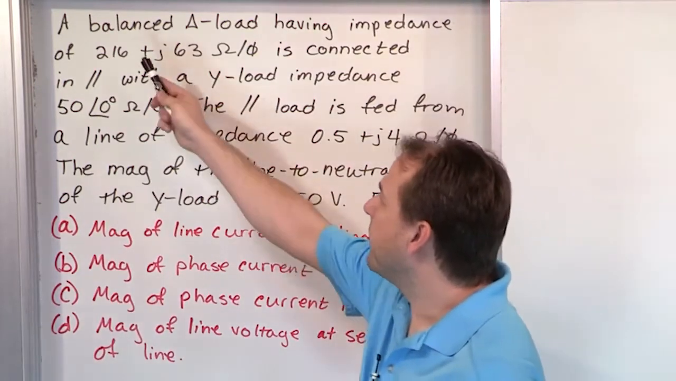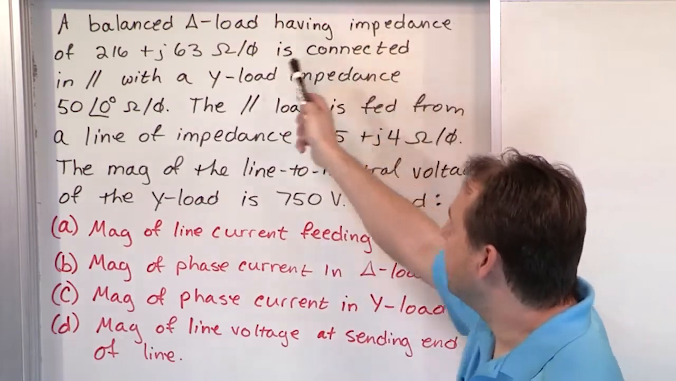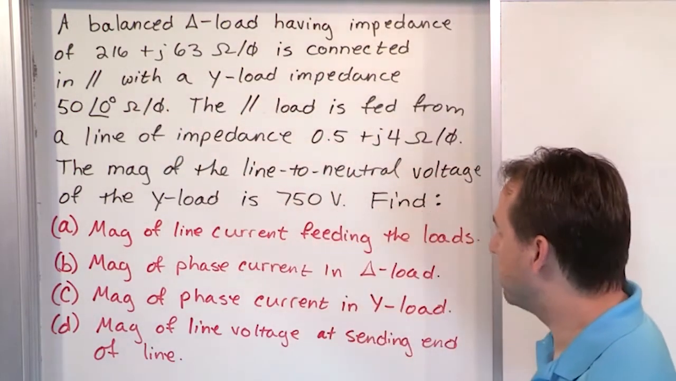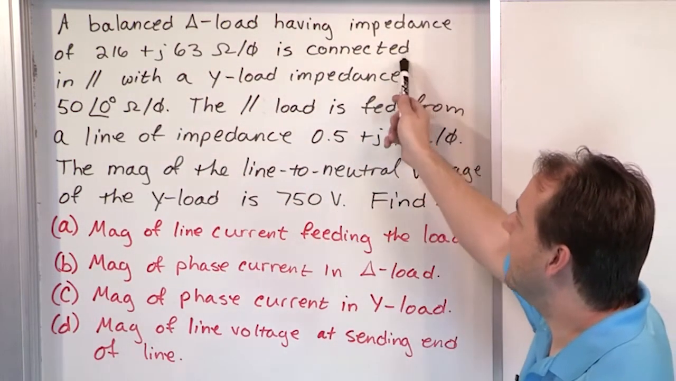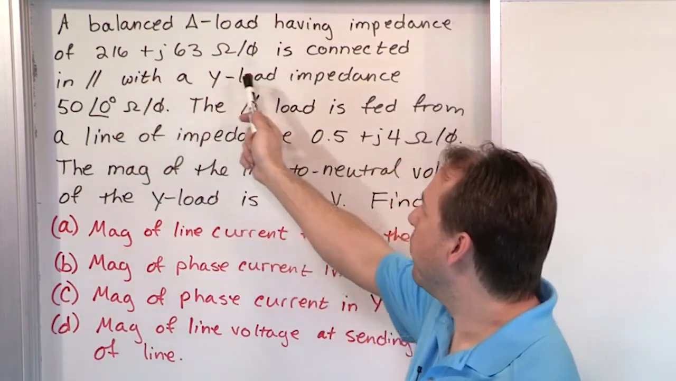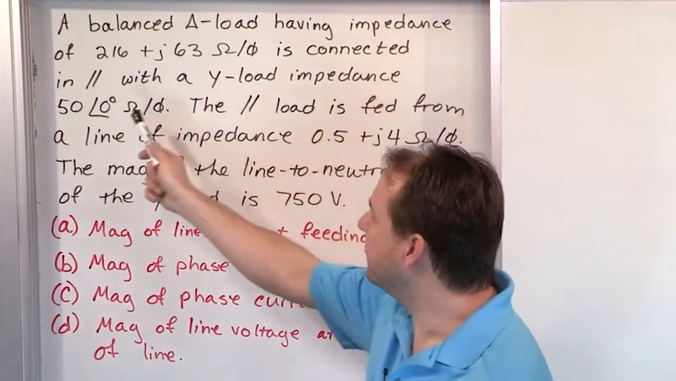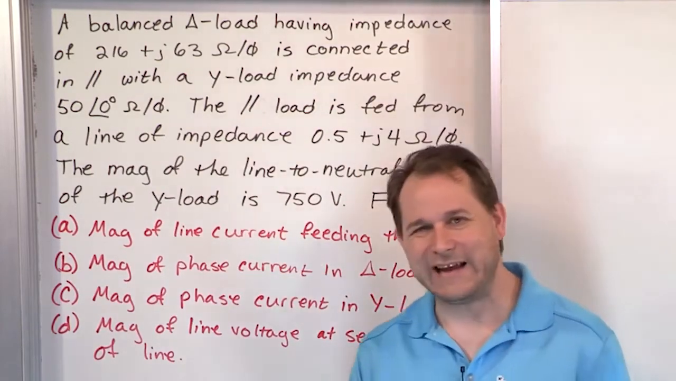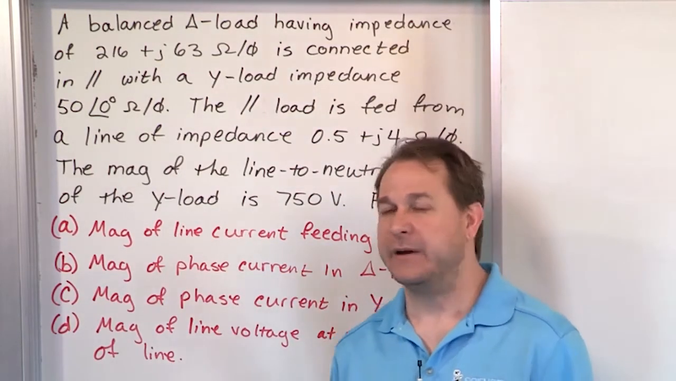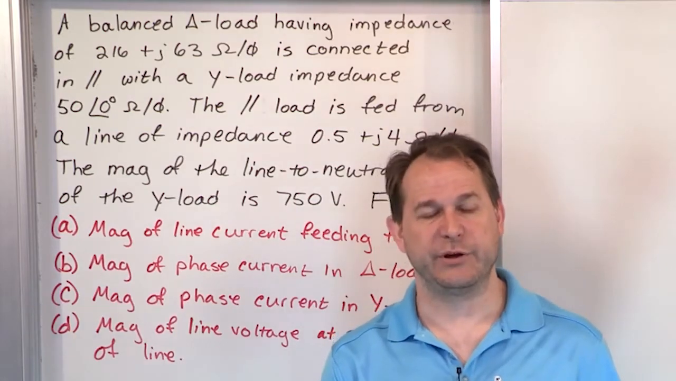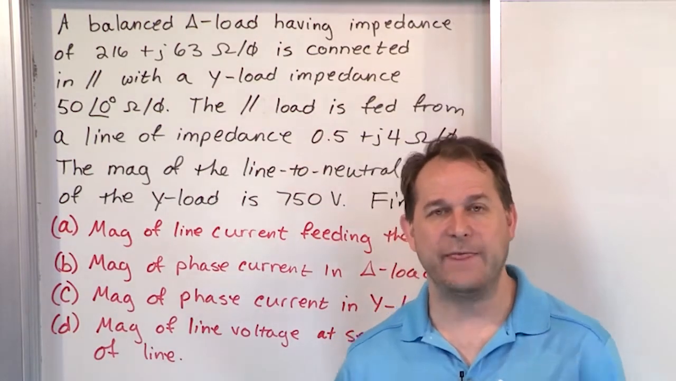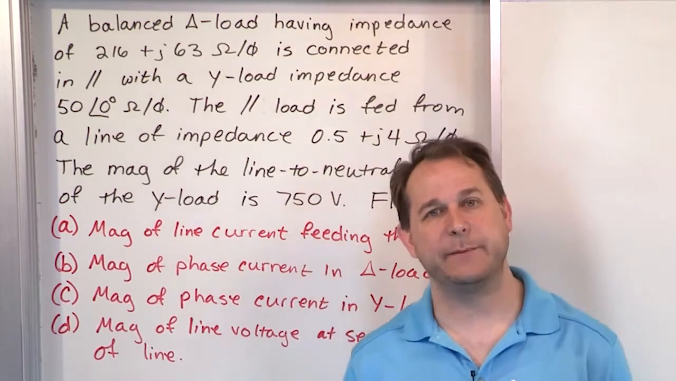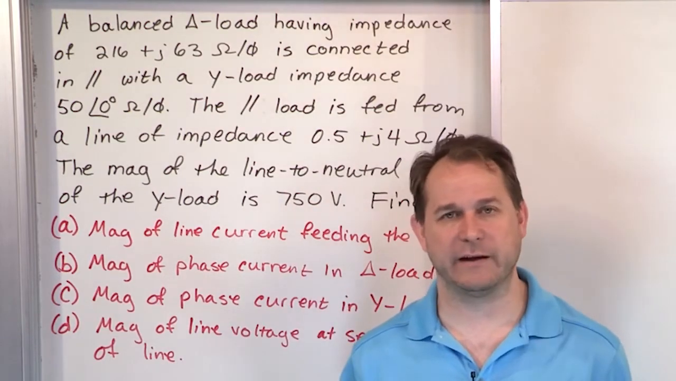So we have a balanced delta load that has an impedance of 216 + j63, that's a delta load, and it's connected in parallel with a Y load that has an impedance of 50 ohms at an angle of 0. Right there, that first sentence seems weird, because not only do you have a delta load, but you also have a Y load, and those two loads are connected in parallel. So we've never done a problem like this before.